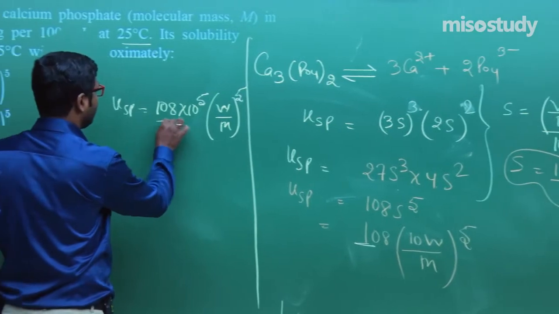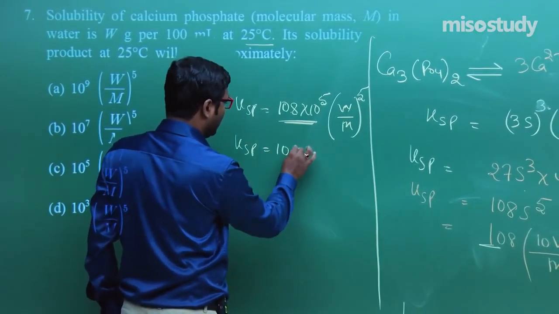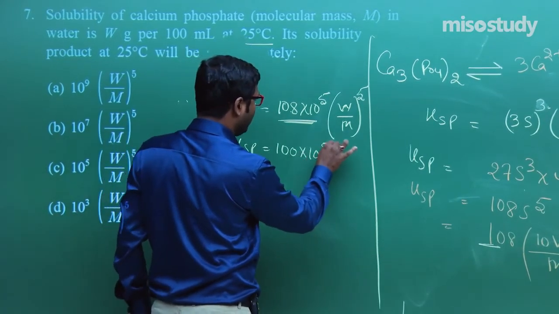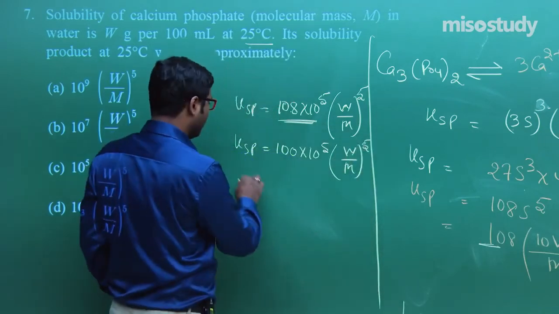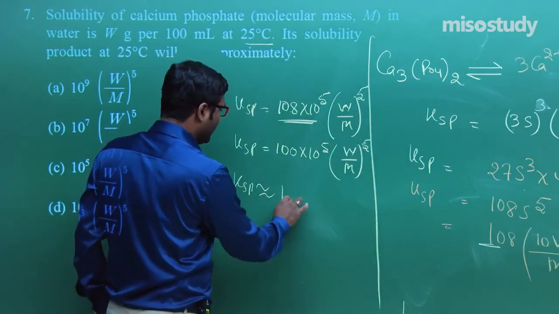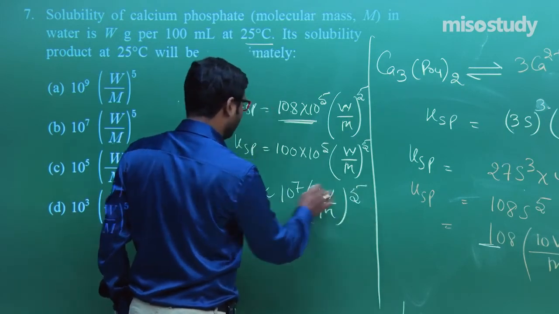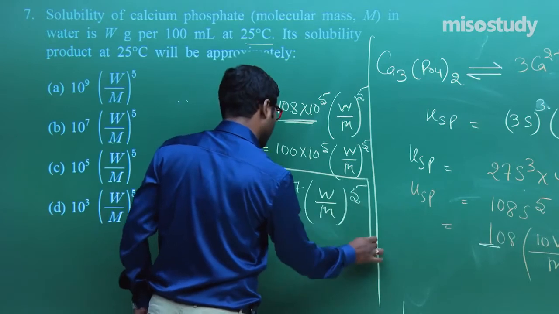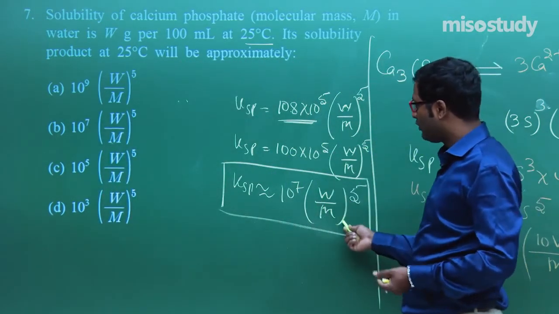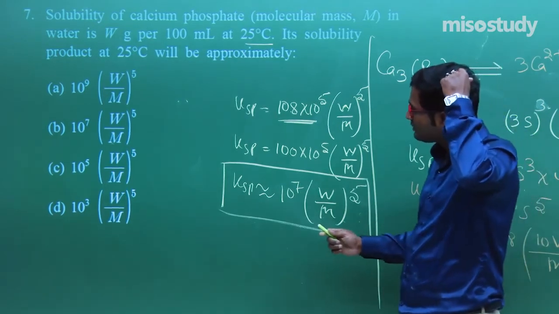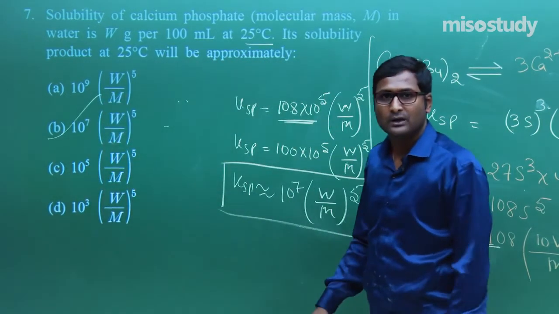Now if I multiply this, if I estimate this as 100, then 100 into 10 to the power 5, then W upon m to the power 5. Am I right? Then Ksp is equal to 10 to the power 7 W upon m to the power 5. That is the expression. This is the B expression. Clear to you?